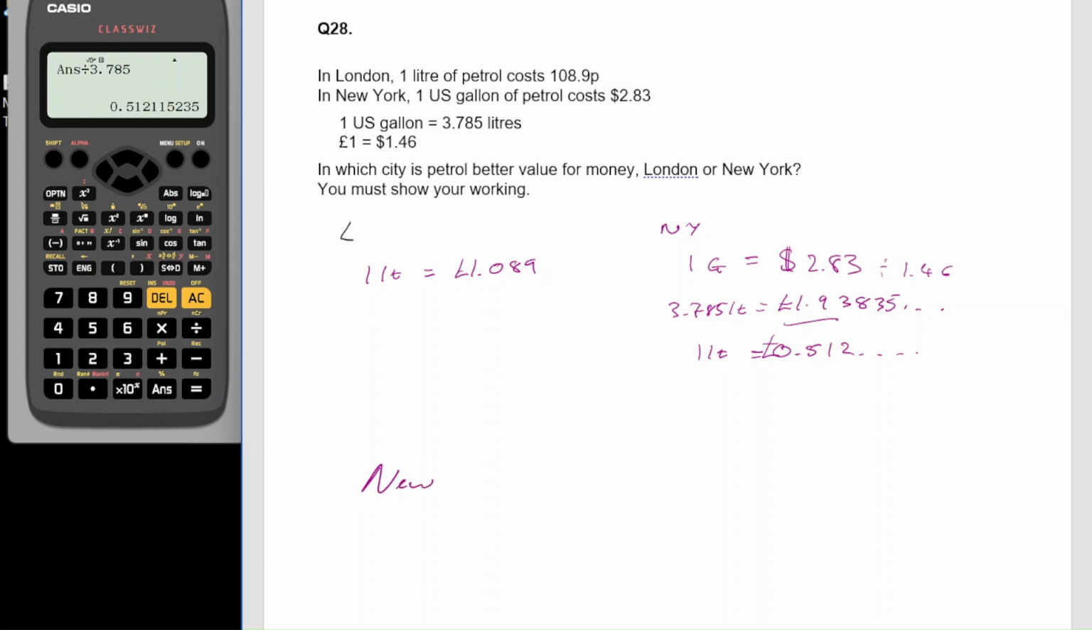So now we've got price of litres in pounds. So New York is cheaper. £1.09 is less than 0.51.